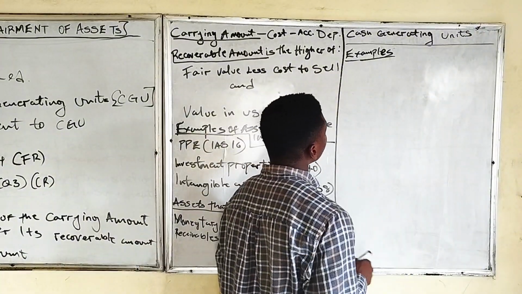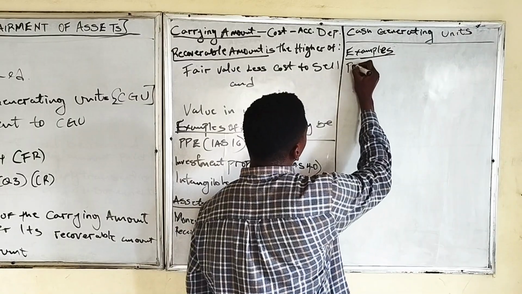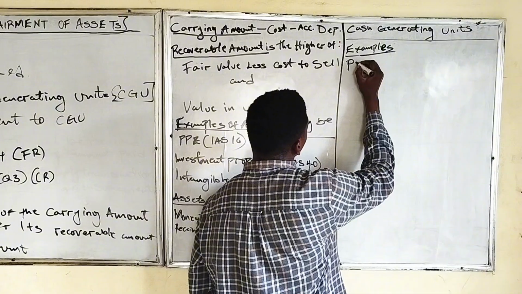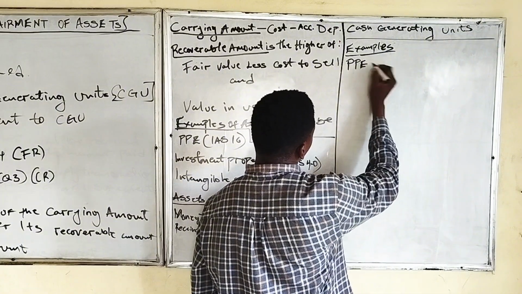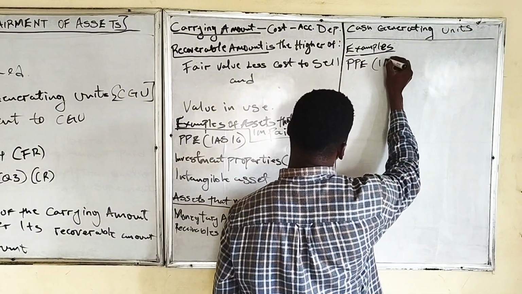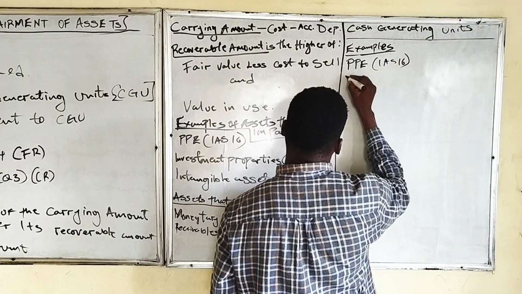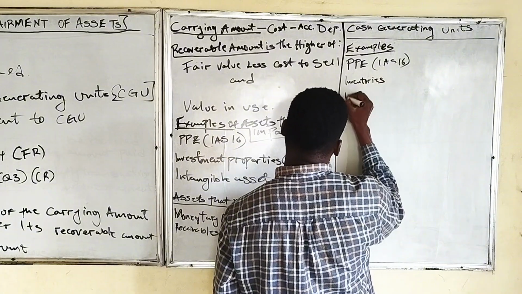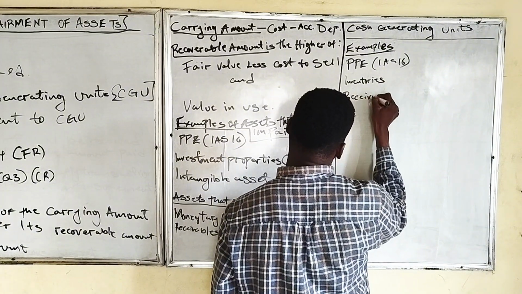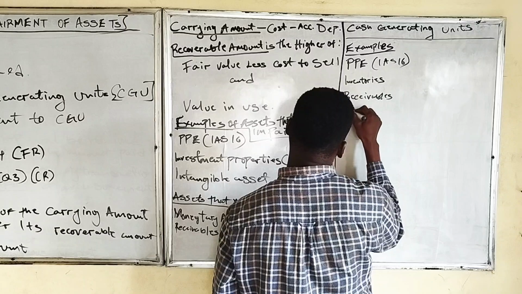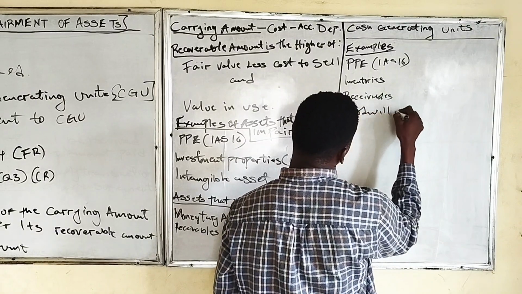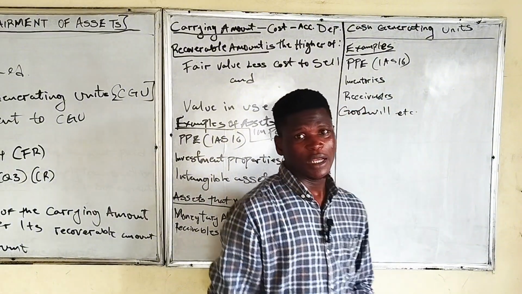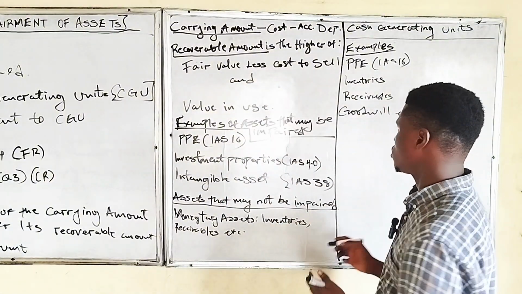Examples of cash generating units can be PPE. Examples of cash generating units, we have PPE, is under IAS 16. You can have inventories, you can have receivables, you can have goodwill, etc. So these are examples of cash generating units.